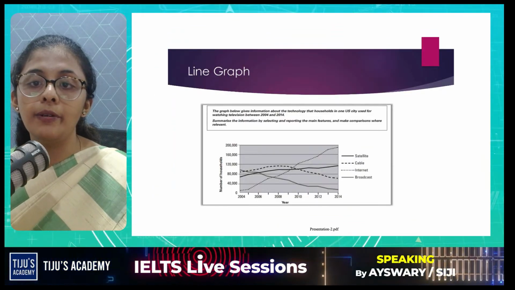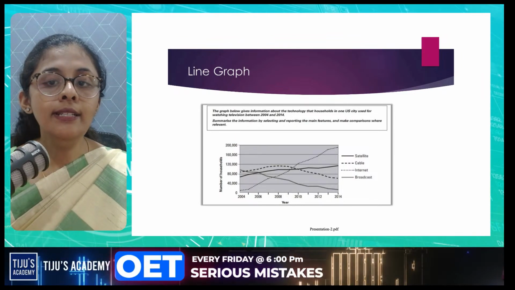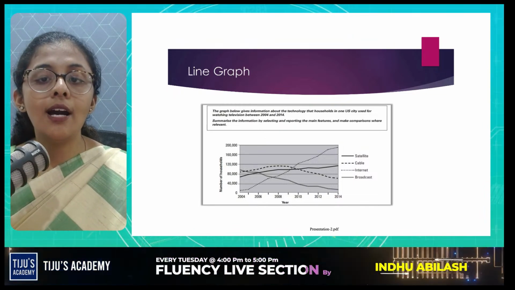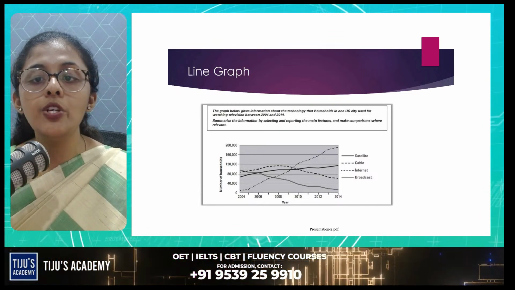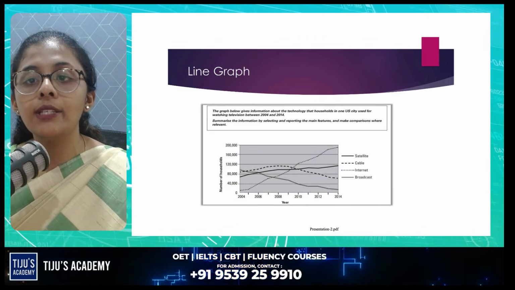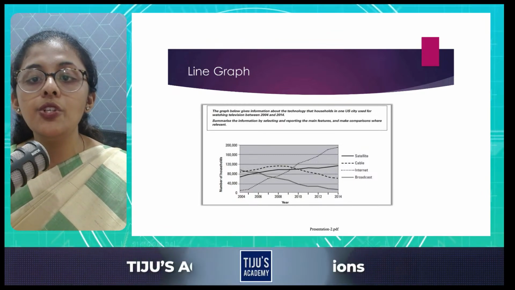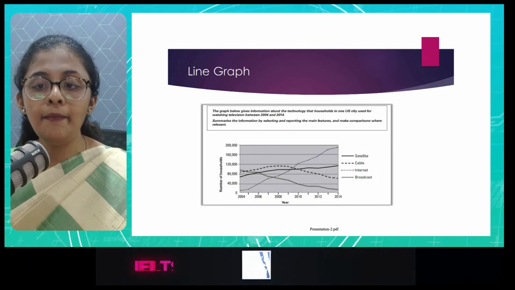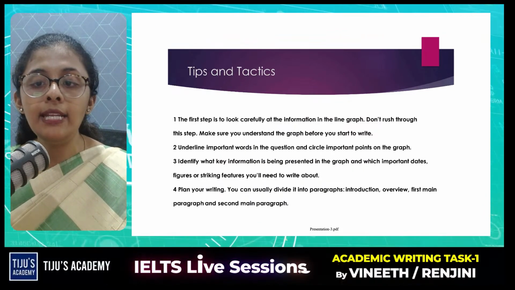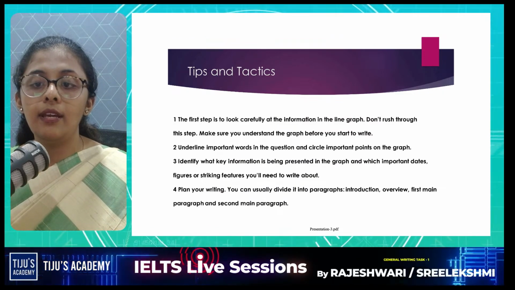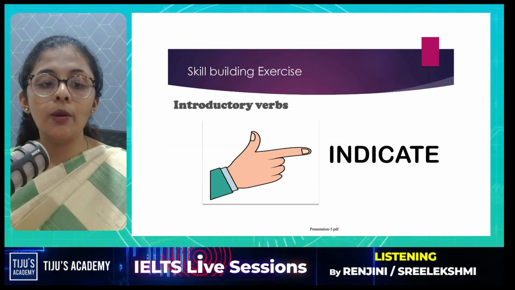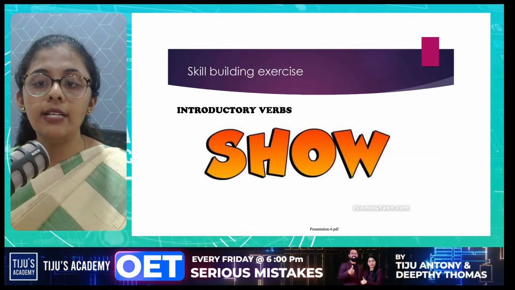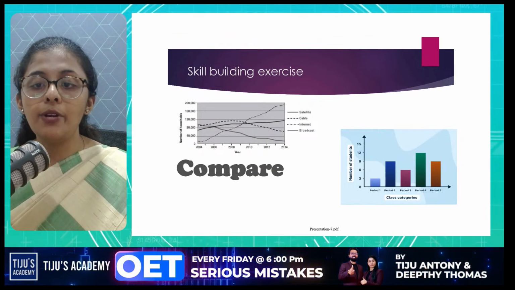Give information about. So you remember the question? The graph below gives information about. If the question was about technology, you can change it into the graph below gives information about. So you got the idea? This is how you have to use an introductory verb. Many people struggle to find what they should add here. I have seen indicate, I have seen show. Now you have learned pretty good words about introductory verbs.